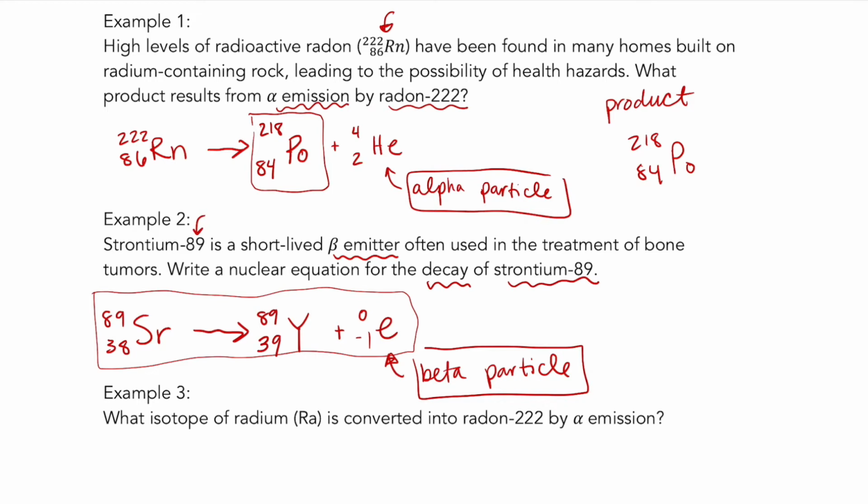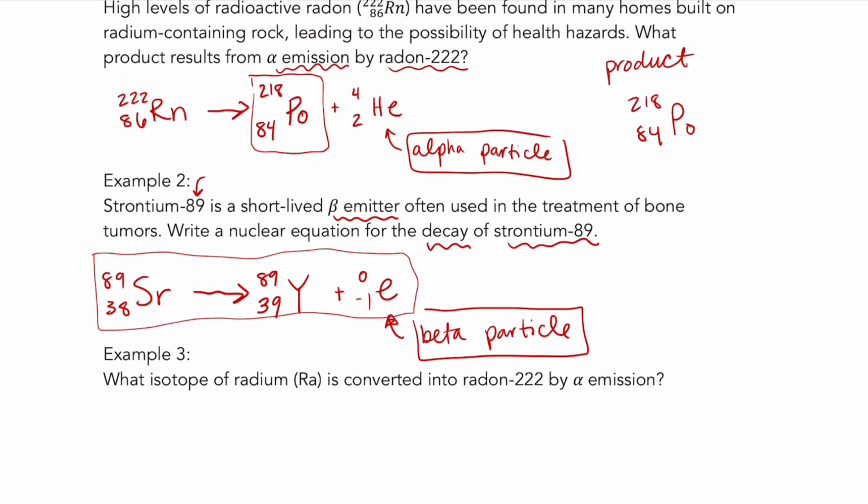So hopefully at this point you feel like you're getting the hang of it. Example 3 is the last example on this page, but then we'll be looking at some on the next page as well. So example 3: what isotope of radium is converted into radon-222 by alpha emission? This one, the wording's a little bit different. I think we probably already looked at this a couple times.